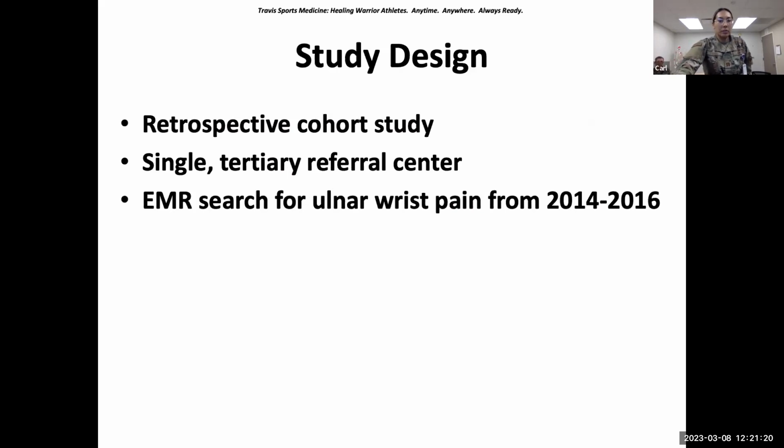So in this study, it was a retrospective cohort study. It was a single tertiary referral center, and they looked at data from January 2014 to December 2016 through an EMR search, and they looked at ulnar-sided wrist pain.